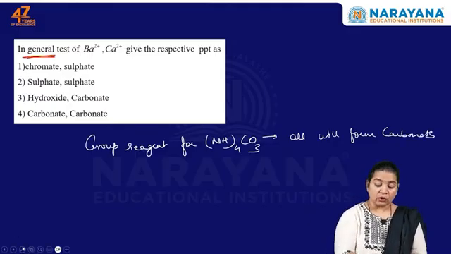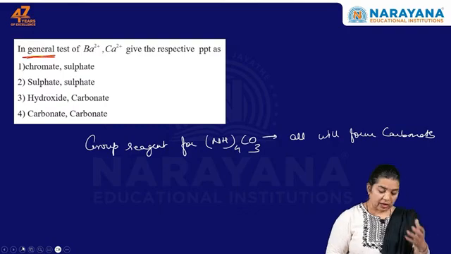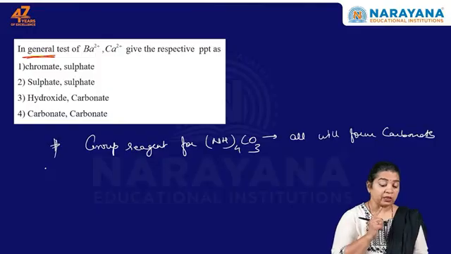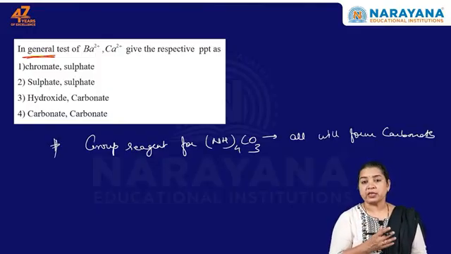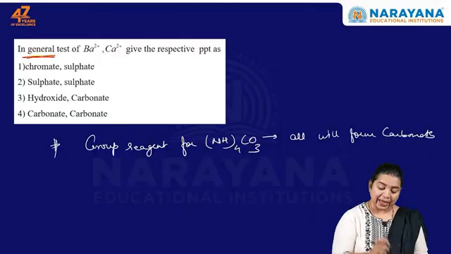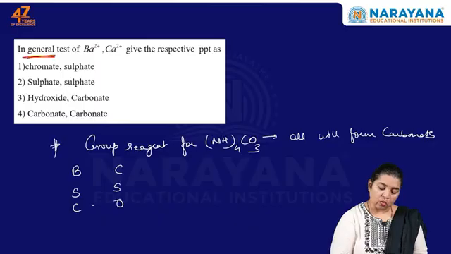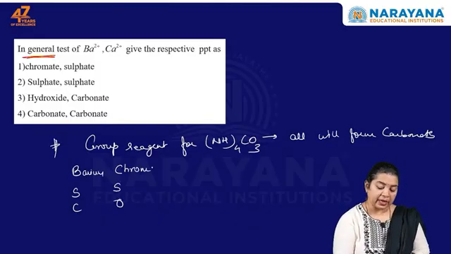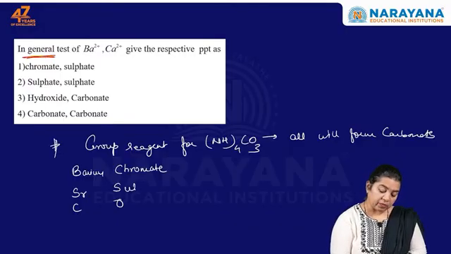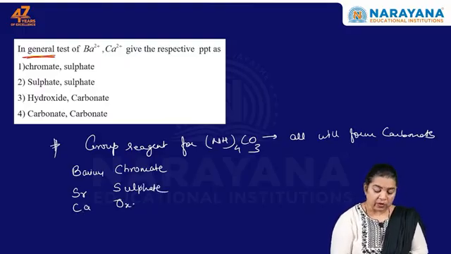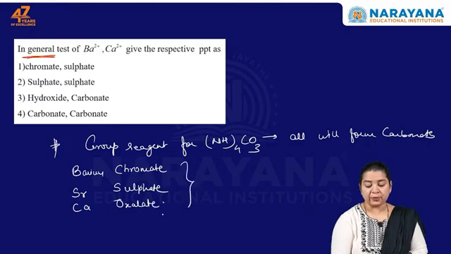But if that is so, all these options are not suggesting that this is what is being asked. It is about the specific confirmatory precipitates that we use to confirm barium and calcium. So, BSC CSO, what do I mean? If it is barium, then we confirm it by chromate. If it is strontium, then we confirm it by sulfate. If it is calcium, we confirm it by oxalate, right?